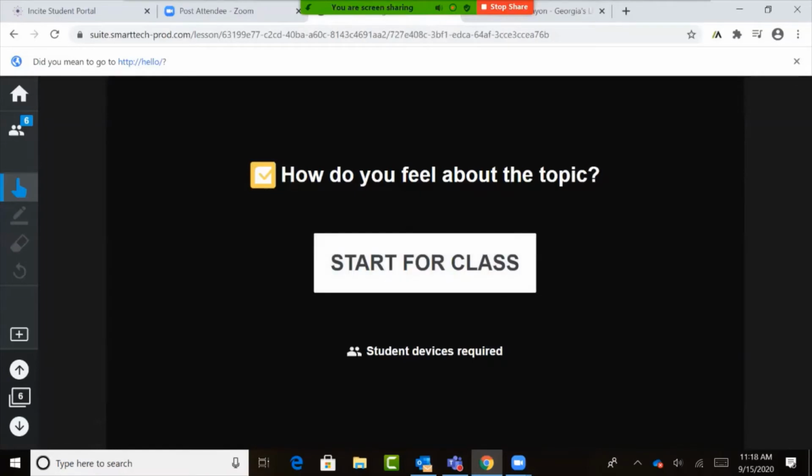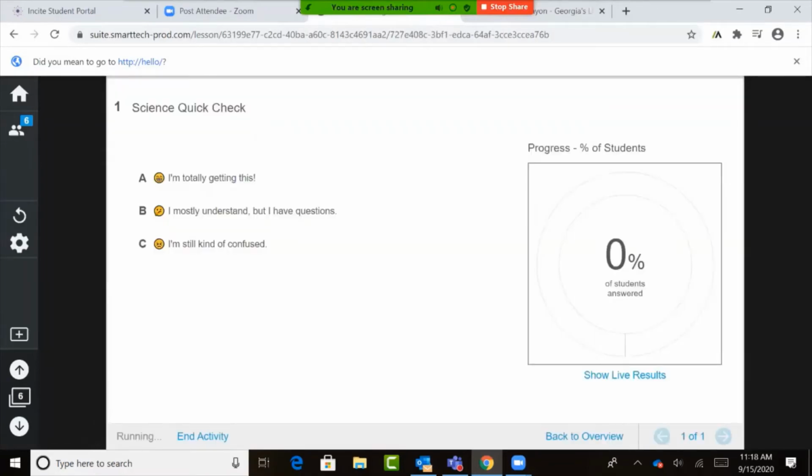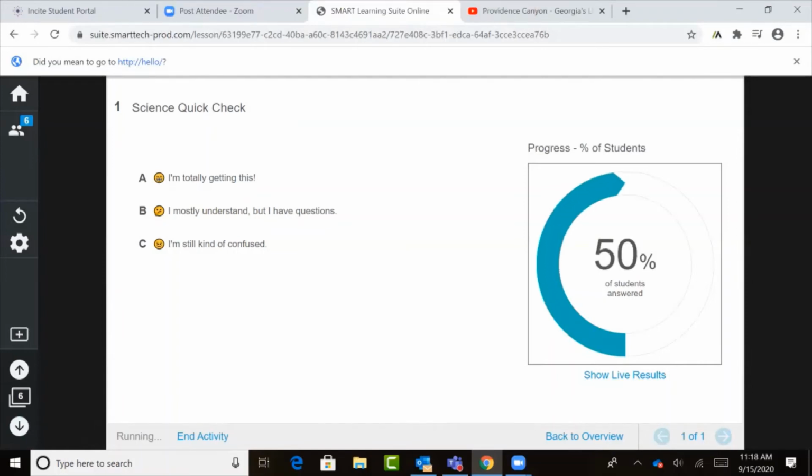Okay? So right now we're going to do a how I feel about this topic. So far we're doing a science quick check. I want you to respond. Are you totally getting this? I mostly understand, but I have questions, or I'm still kind of confused. Give me an A, B, or C, and we can see where we are, if we need to go back and reiterate some things or talk about changes in ecosystems, but it looks like everybody is pretty much confident that they're totally getting it. All right, so we have 83%, that's good. All right, if you have a question, please just raise your hand in the Zoom and we can stop and talk about it.